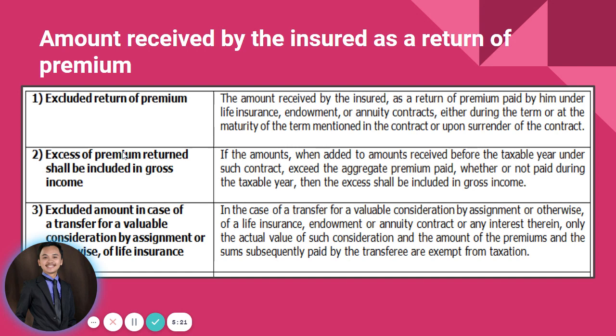But the excess of premium returned shall be included in the gross income. If the amounts, when added to amounts received before the taxable year under such contract, exceed the aggregate premium paid, whether or not paid during the taxable year, the excess shall be included in the gross income. For example, when the total proceeds is 150,000, and the aggregate payment made by the insured is only 100,000, obviously the excess of the proceeds, which is 50,000, will be considered part of your gross income.